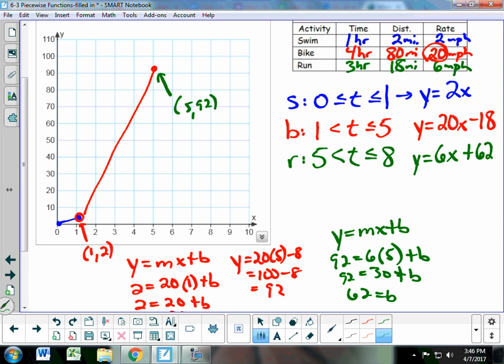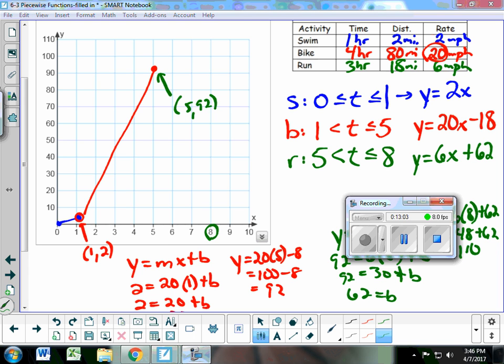And that happens until 8 hours. So if we plugged 8 in for that x to get the end value, it's going to be 48 plus 62. That's equal to, oh, that's 110. Let me just see, is that right? Let me double check something.